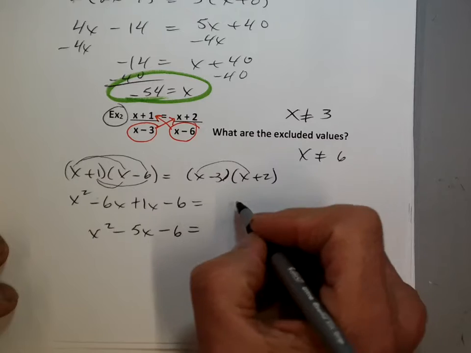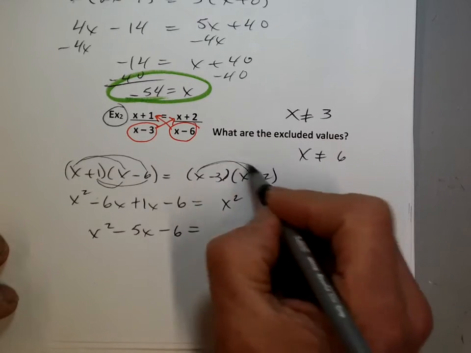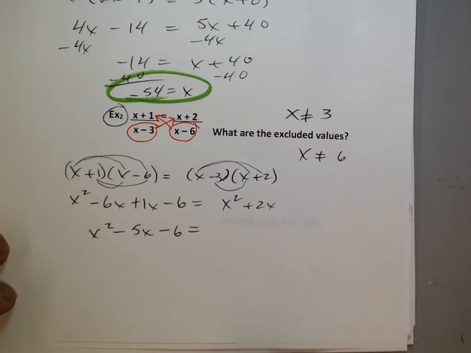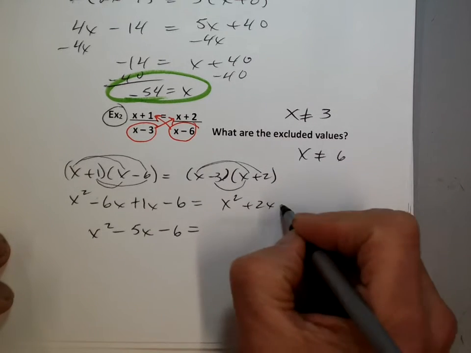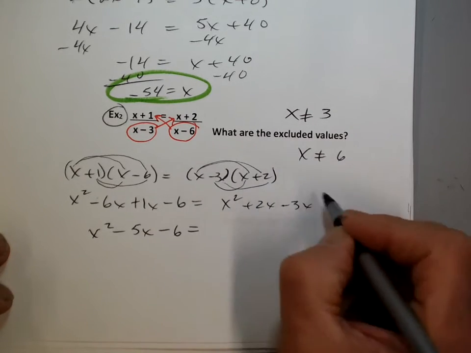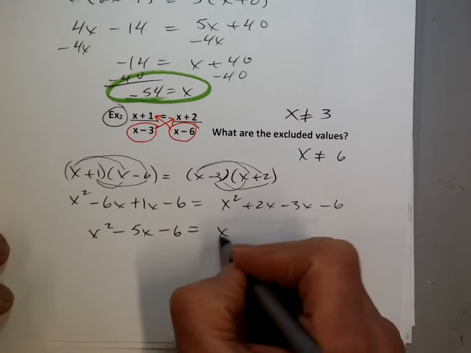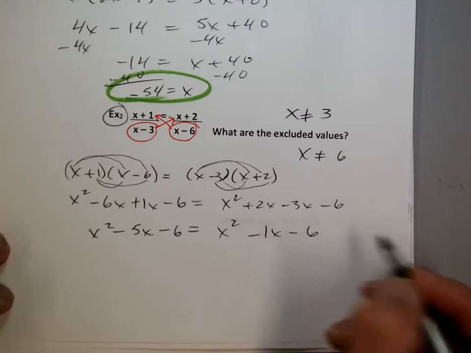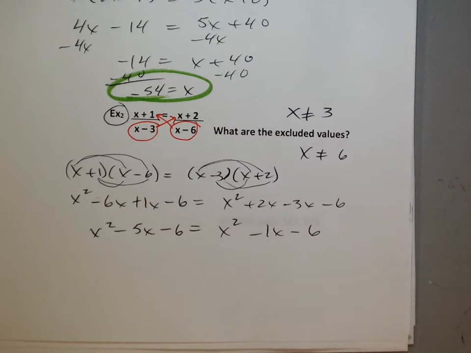x times x is x squared, x times 2 is 2x. Negative 3x minus 6, let's simplify that: x squared minus 1x minus 6. Okay, now at this point in time, I've got to solve for x.